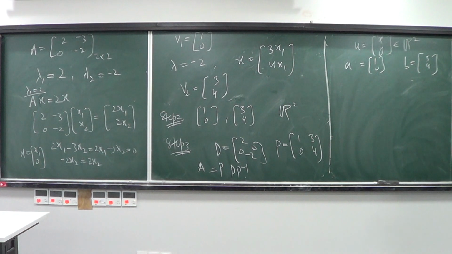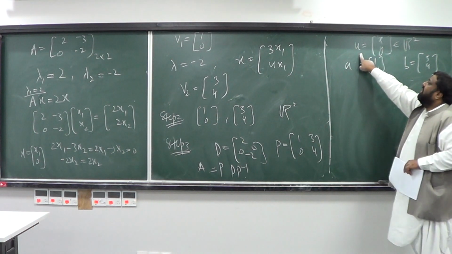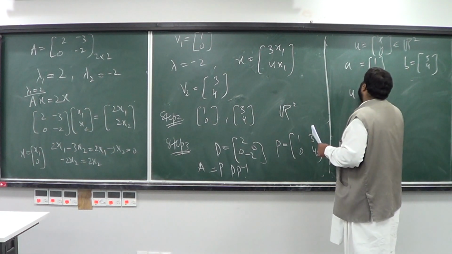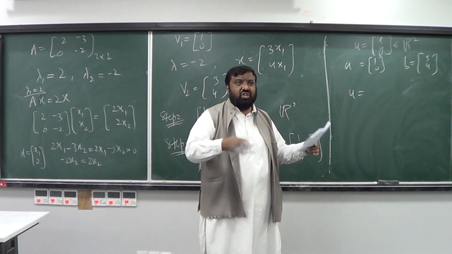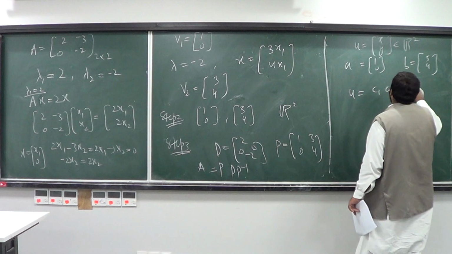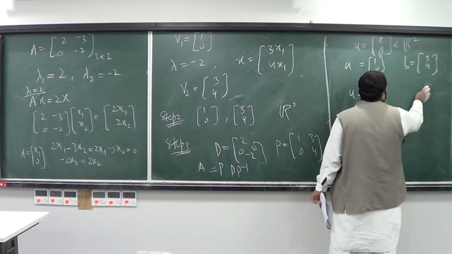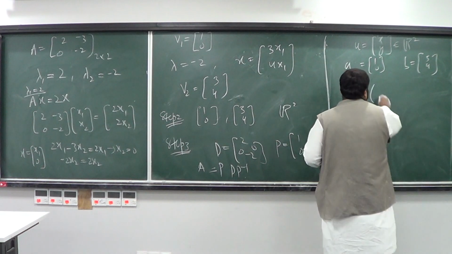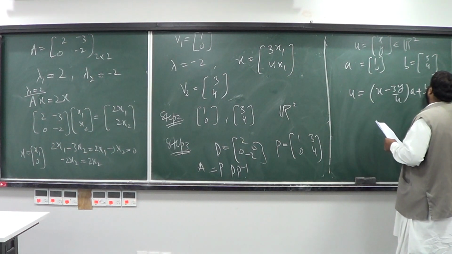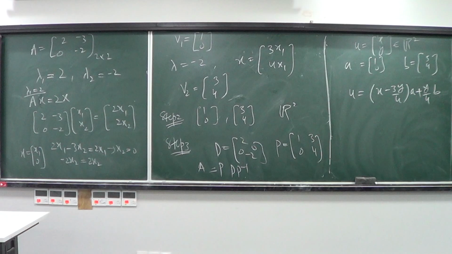By the way, u is a vector in R2 and these two form a basis, so u can be written as a linear combination of a and b. You can formulate a system and solve it. When you write u as a linear combination C1 a plus C2 b, these constants turn out to be (x minus 3y) upon 4 for a, plus y upon 4 for b.